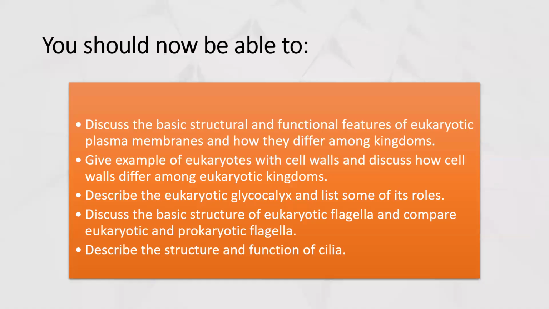All right. And so that is a brief overview of some of these extracellular structures. You should now be able to discuss the differences and similarities between the membranes and the cell walls, as well as discussing the functional and structural relationships of the glycocalyx, the flagella, and the cilia. And if at all possible, try to make connections to how these relate to prokaryotes, because there are some differences in there. With that, thank you very much, and see you soon.